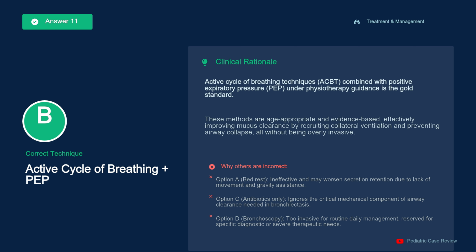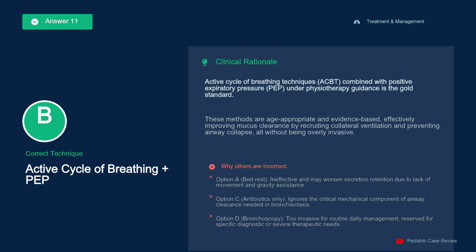Active cycle of breathing combines breathing control, thoracic expansion exercises, and forced expiration technique. Positive expiratory pressure devices help maintain airway patency and mobilize secretions. Physiotherapist instruction ensures proper technique.